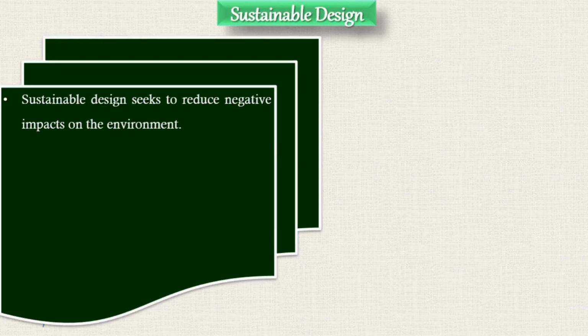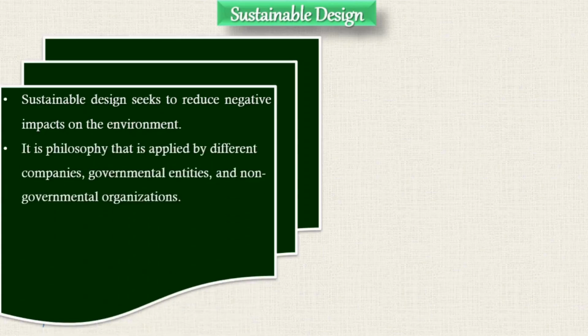So today we are going to learn about sustainable design. So what is sustainable design basically? It is a design which seeks to reduce negative impacts on the environment. So ultimately our design must think about the environment. As per Dieter Rams' principles, the ninth principle says that good design is environmentally friendly. So being a designer, we must always think about the environment.